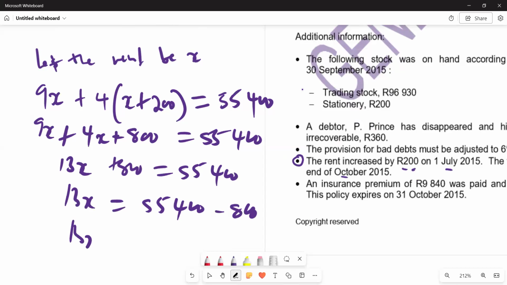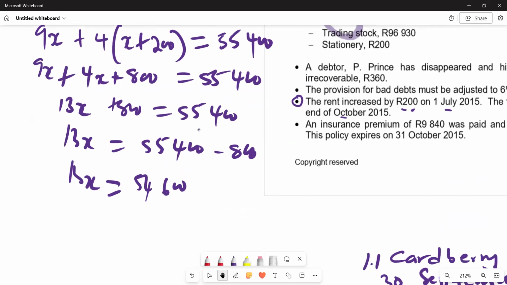So this is what we have. Then we say 13x is equal to 55,400 minus 800. Let's calculate that. 55,400 minus 800, you get 54,600. From there, we can divide by 13 on both sides so that we can see the value of the rent before it increased. So 54,600 divided by 13, you get 4,200. So this is the rent before it increased.